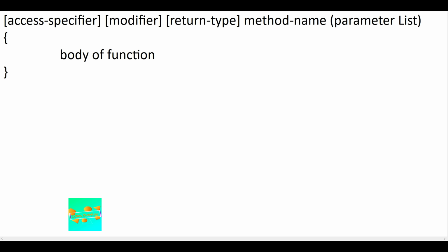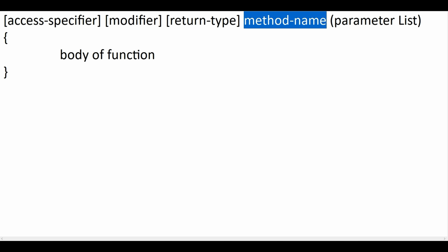The next thing is the method name. It has to be a valid Java identifier. While naming a method, one should follow the method naming conventions. There are various method naming conventions for naming a method. I'll discuss them in the later part of this video.